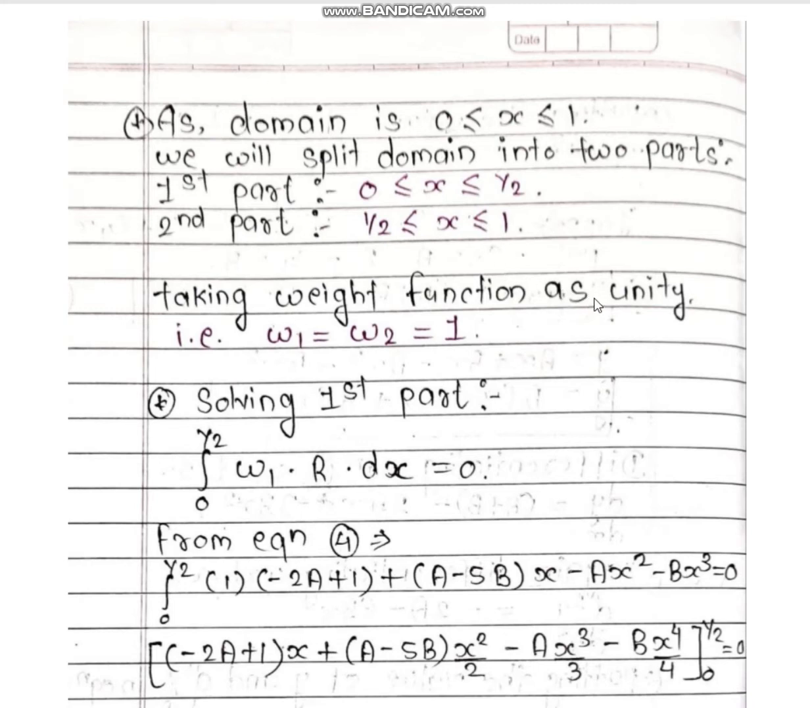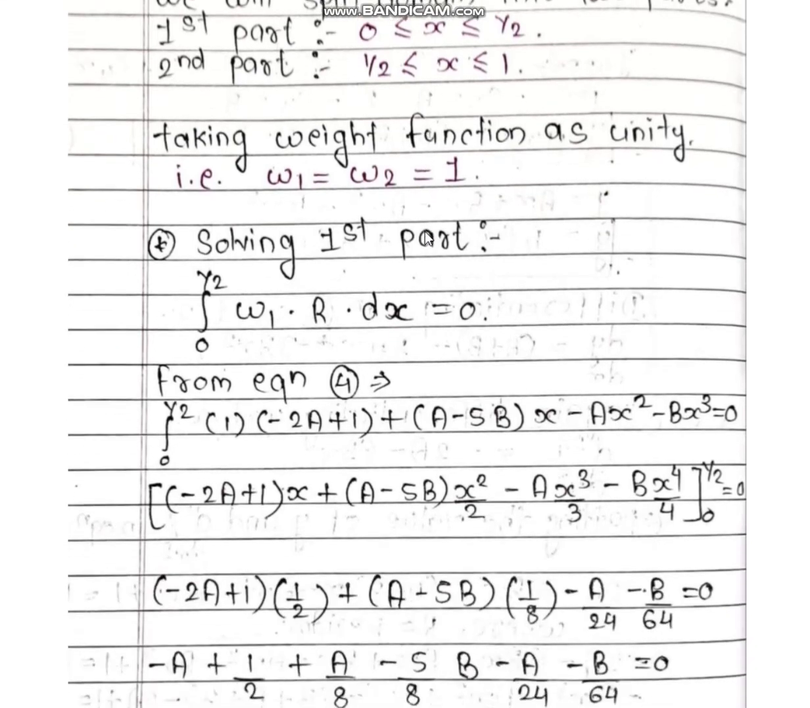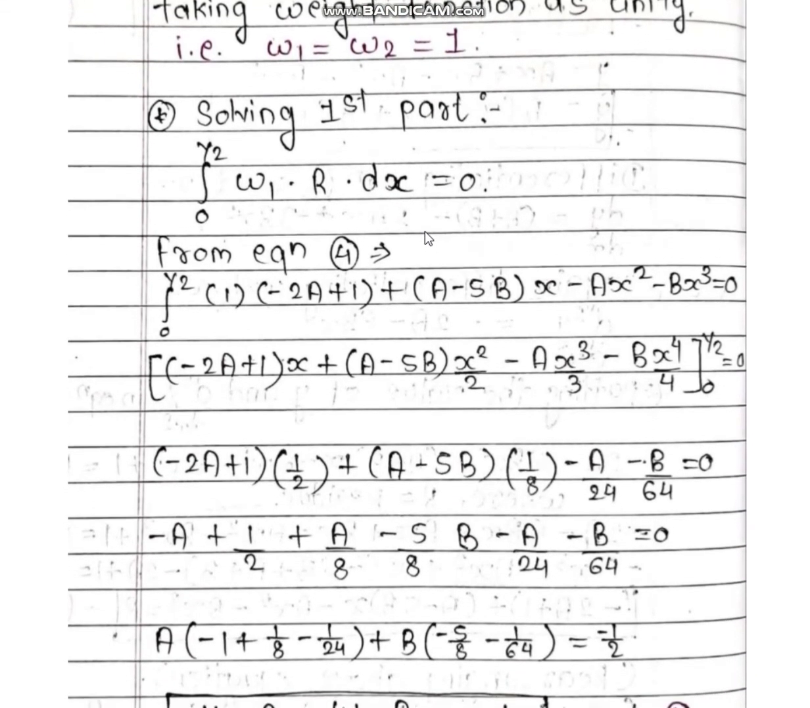And the second rule of the subdomain method is that, as we have taken the two parts, we have to assume the two weight functions, that is w1 and w2. And the rule of the subdomain method is that we have to take the weight function as unity. That means w1 equals to w2 will be 1. So now we have to solve the two parts separately. So let us solve the first part of the subdomain method now.